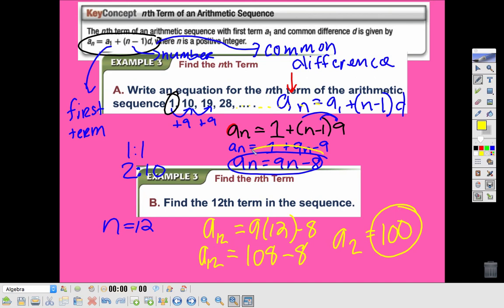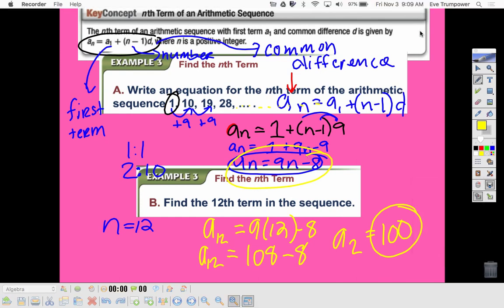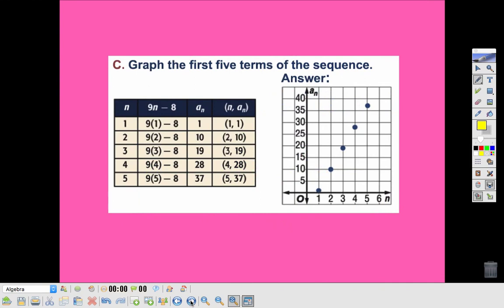Could you find the 100th term? The 1000th term? Yeah. And that would really be a bummer, right, if you had to write it out. So finding this formula is an important part of it.